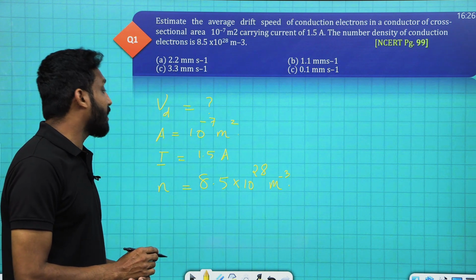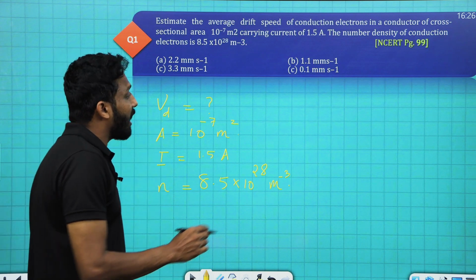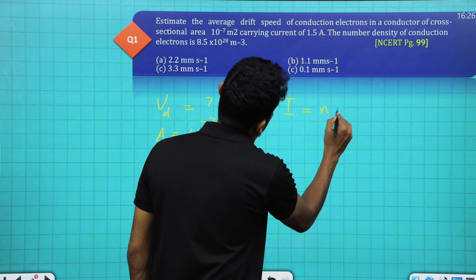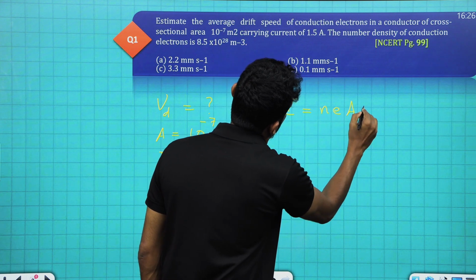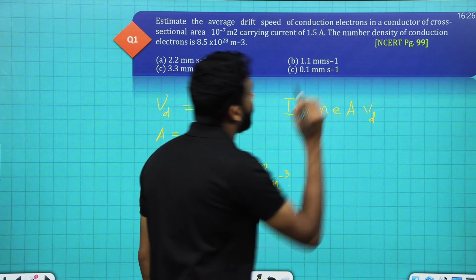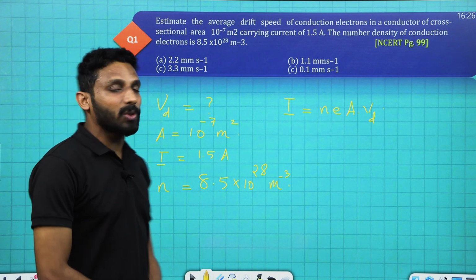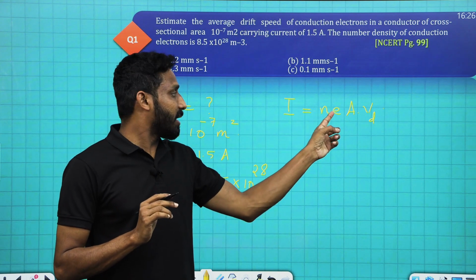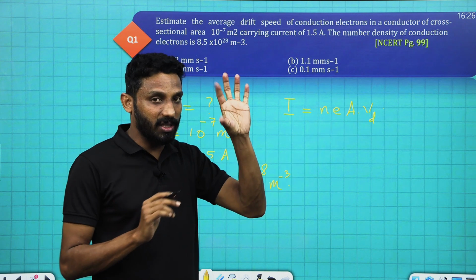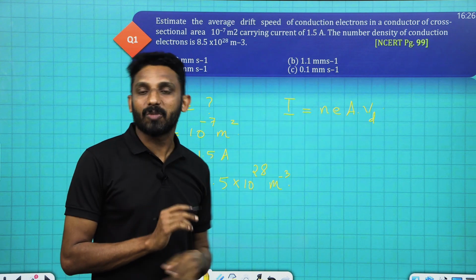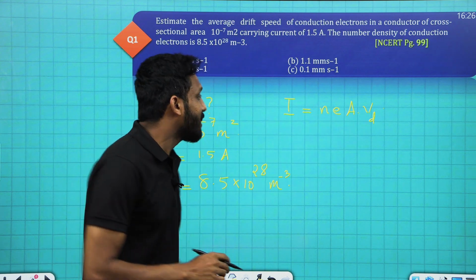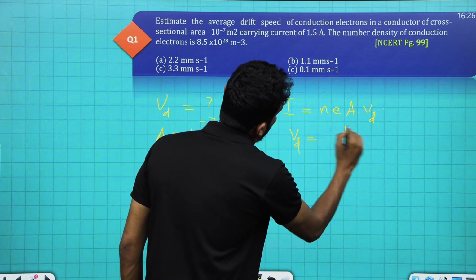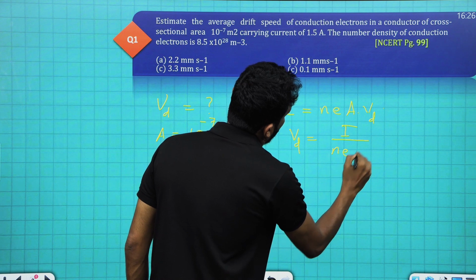We have the relation connecting current and drift speed: current I is equal to n e A v_d. Electric current passing through a conductor is equal to number density, electronic charge, area of cross section of the conductor, then drift speed of the electrons. From this, v_d is equal to I divided by nEA.